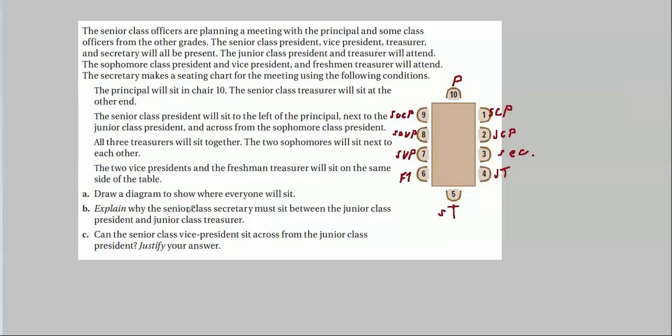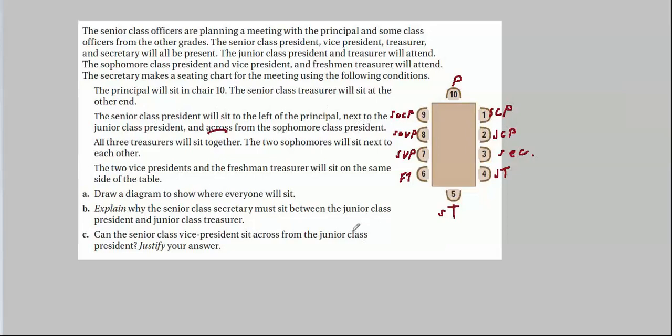Now, can the senior class vice president sit across from the junior class president? Well, I don't see how. It says right here, the senior class president will sit to the left of the principal, next to the junior class president, and across from the sophomore class president. And here it says he's sitting across from the junior class president.